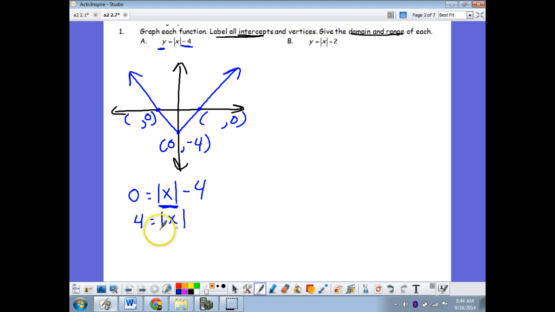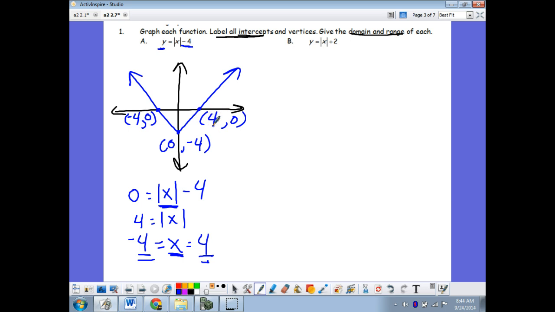So then this is basically asking what number is 4 units from 0? There are 2 of them. There's a number that's 4 units to the right, and a number that's 4 units to the left. So 4 and negative 4, and then your goal is to get the x by itself in the middle. It's already done for you. So here are our 2 x-intercepts, negative 4 and 4. Okay. So that is finding the x-intercepts.